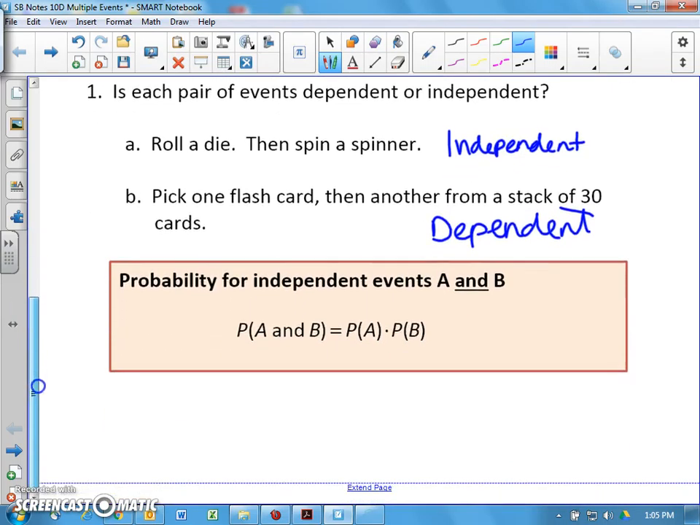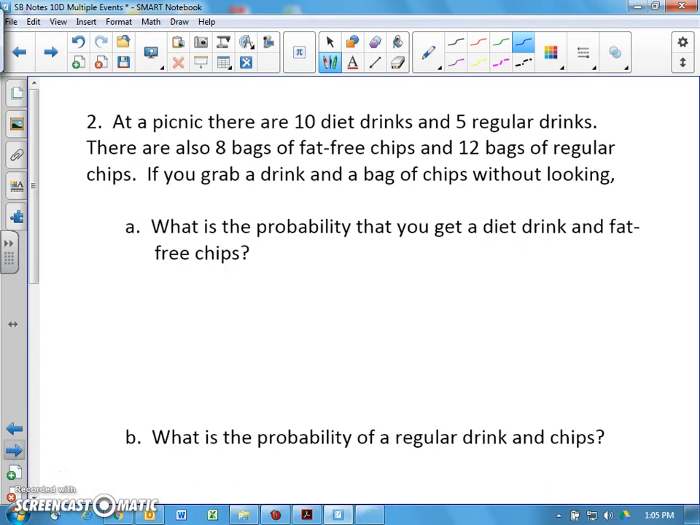So to figure out the probability of two events, if they're independent, all we need to do is figure out the probability of each one and multiply. So as long as you've determined that these are independent events, the probability that A and B both occur would be the probability of A times the probability of B. So let's look at a couple examples.